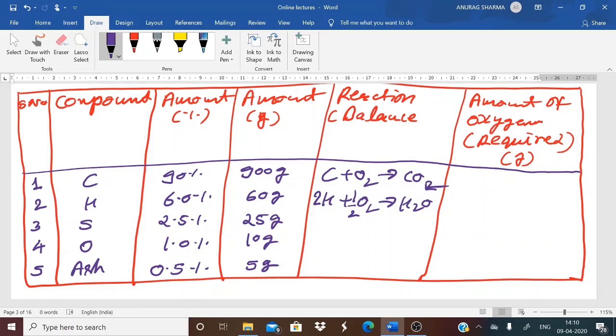And in case of sulfur, sulfur reacts with oxygen, then the final product is SO2, and the reaction is already balanced. And this oxygen will not participate in the combustion reaction because oxygen cannot react with oxygen. So this will be used for combustion of carbon, hydrogen and sulfur. So we will not take the reaction of oxygen here. Ash will not participate in combustion. So we have only 3 reactions here.